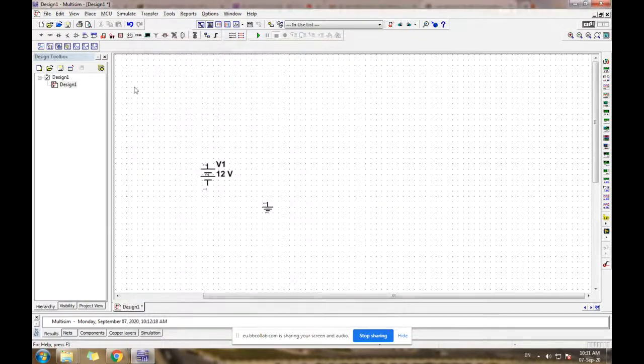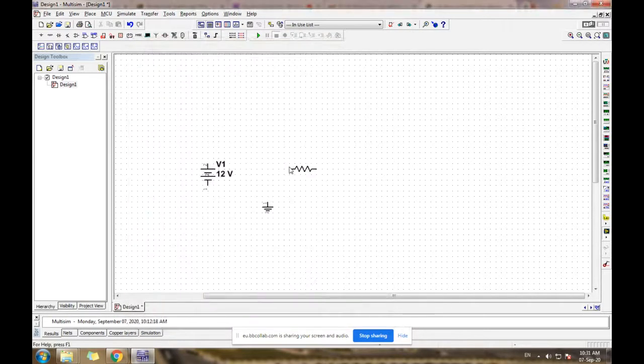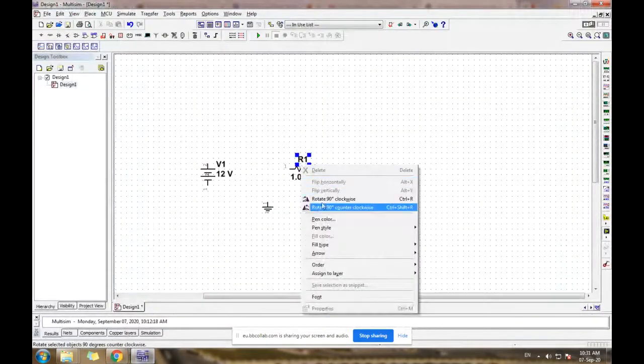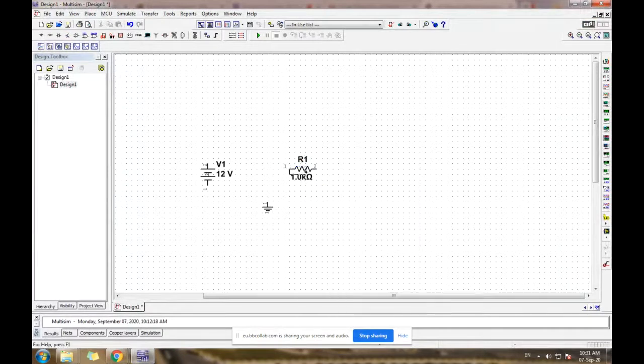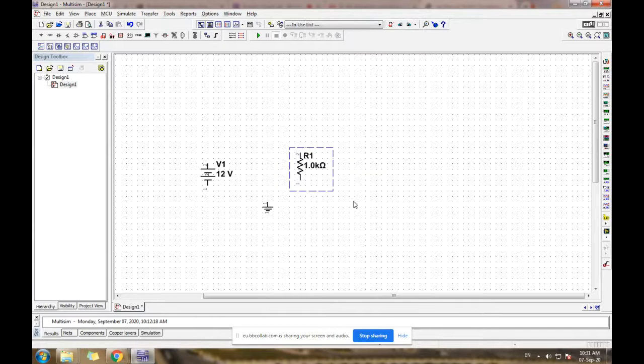Then you have to select the resistor. The resistor can be selected from place basic. From this basic group, select a resistor. The value of the resistor is 1 kilo, so select 1 kilo and put it here. As you can see, this is horizontal, but as per the circuit diagram it should be vertical. So you can change the position by rotating it.